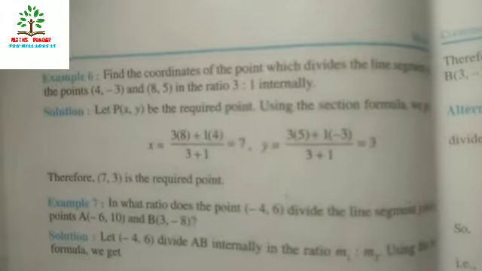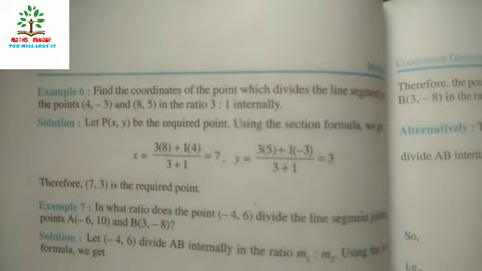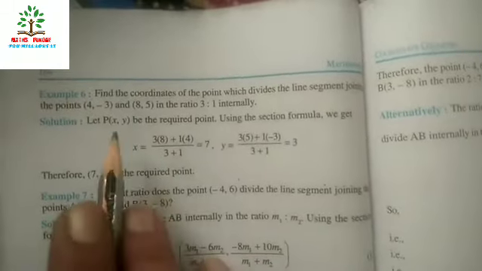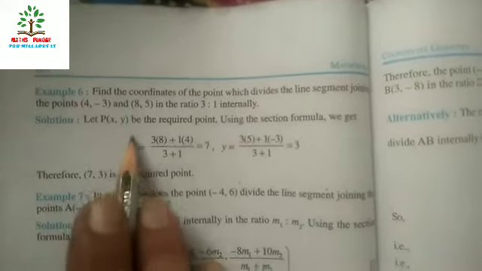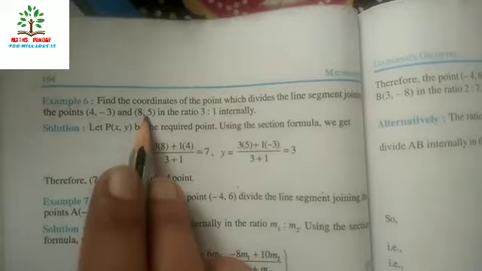If we see example number 6, we have: find the coordinates of the point which divides the line segment joining the points (4, -3) and (8, 5) in the ratio 3:1 internally. As we all know the formula, just putting the values. Suppose the point we have to find is (x, y); then we can take this as (x1, y1) and this as (x2, y2).